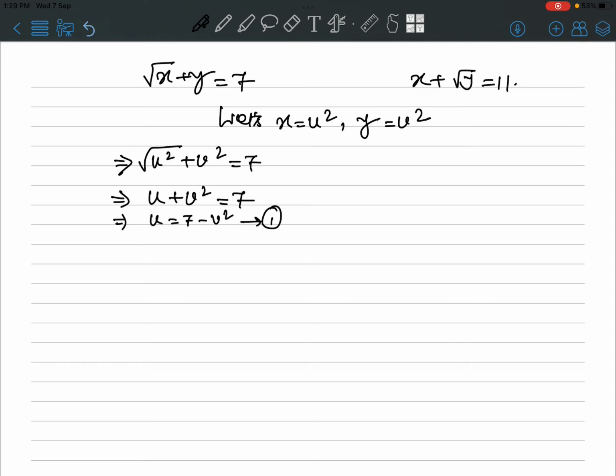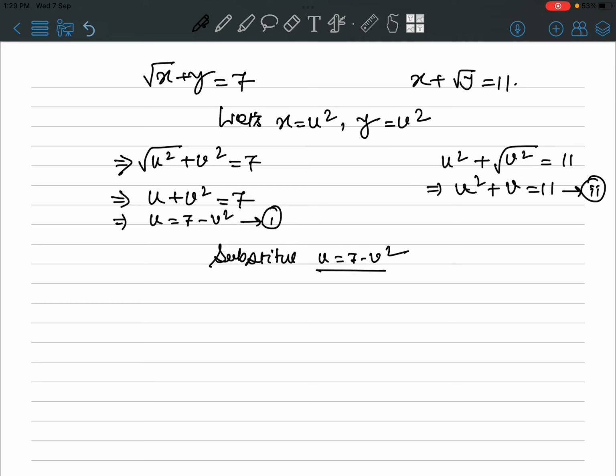Now for the second equation, we replace x with u square, and in place of y we put v square, so root over v square is v, equals 11. Now u square plus v equals 11. Take it as equation 2. Now we are going to substitute u in the second equation using u equals 7 minus v square. Now write down the second equation, which is u square plus v equals 11.